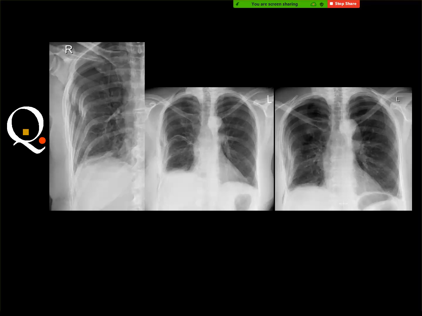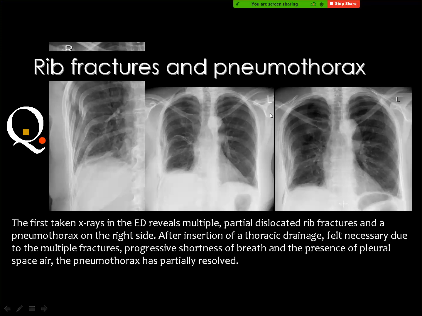Flail chest, with aortic knob distension? No. Pneumothorax, yes. If you see rib fractures, look immediately for pneumothorax. If it is not that clear, you should have the expiratory and inspiratory films to be sure that there is no pneumothorax, but there are multiple rib fractures with pneumothorax.